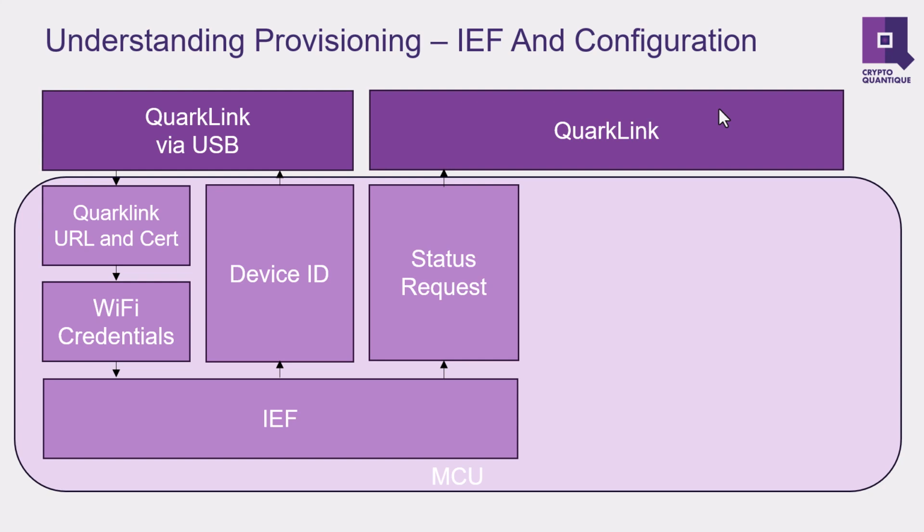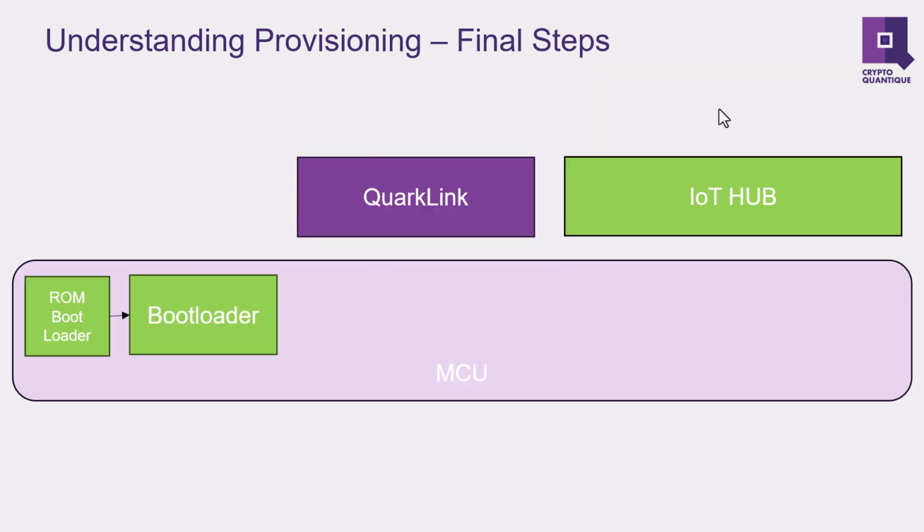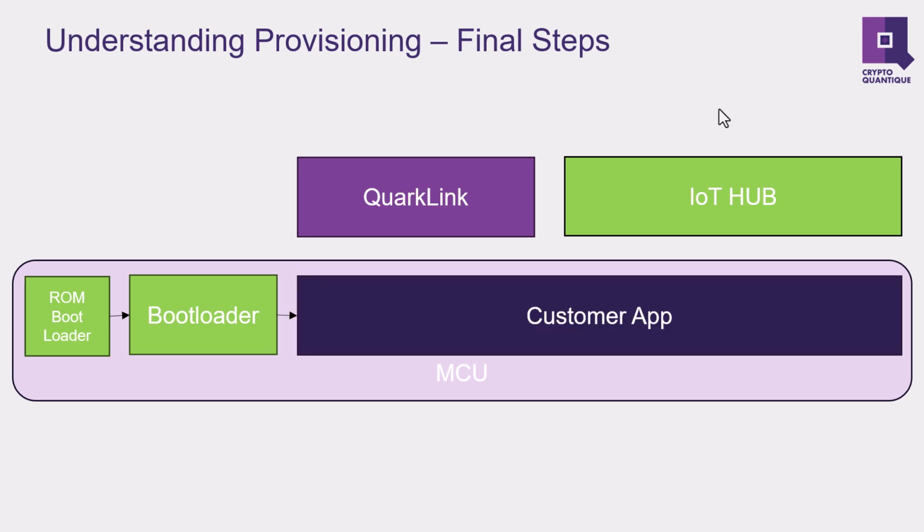The status request function in the IEF is just to check for firmware update. The IEF will periodically ping the QuarkLink, checking for available firmware. If there is firmware assigned in the batch, the IEF will download it and flash it. Once the firmware update is complete, the device will reboot, the bootloader will verify and execute the customer application. The device is now ready to be securely onboarded.